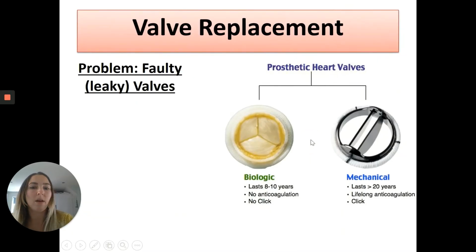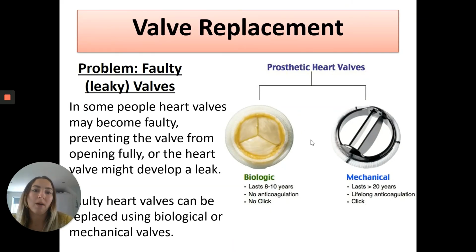Okay, so another problem might be that people have faulty or leaky valves. So the valves no longer prevent backflow of the blood fully. The treatments for this are valve replacements. Now there's two different types. There is the biological and the mechanical.